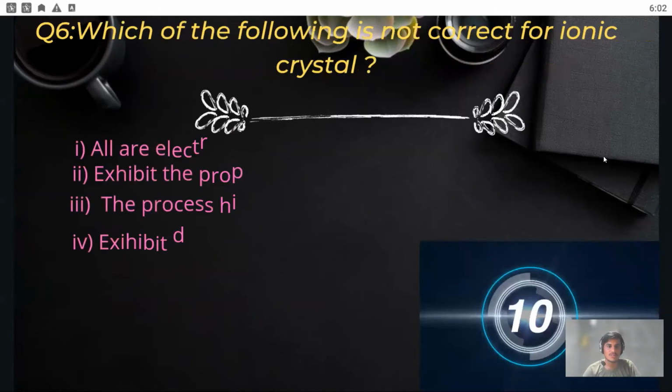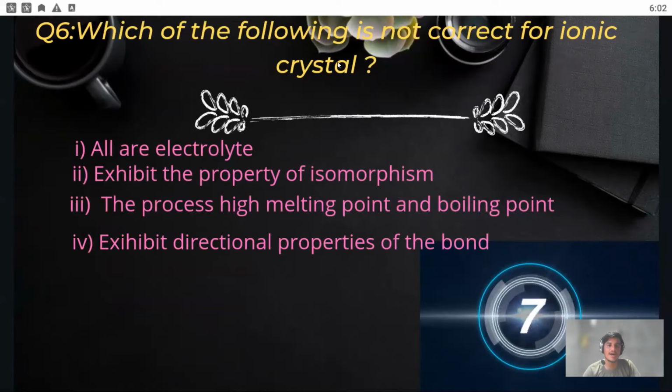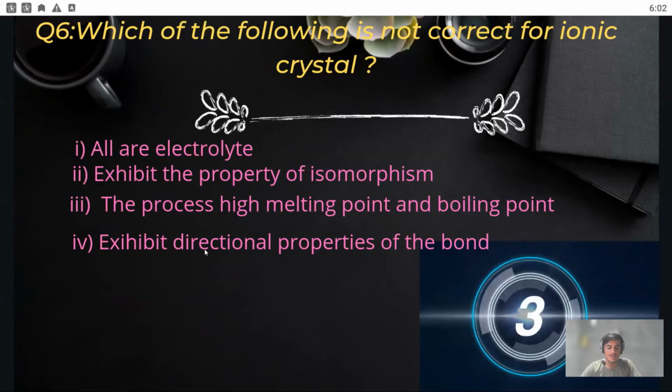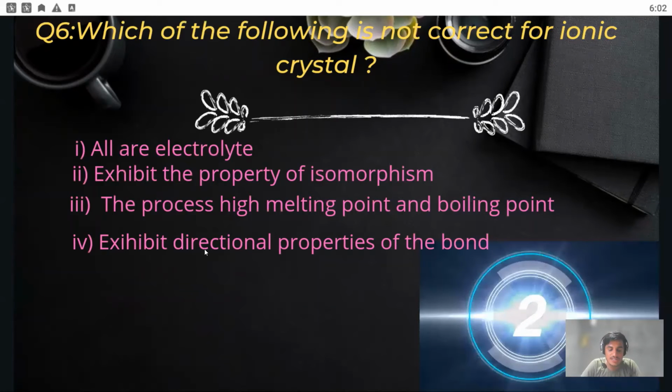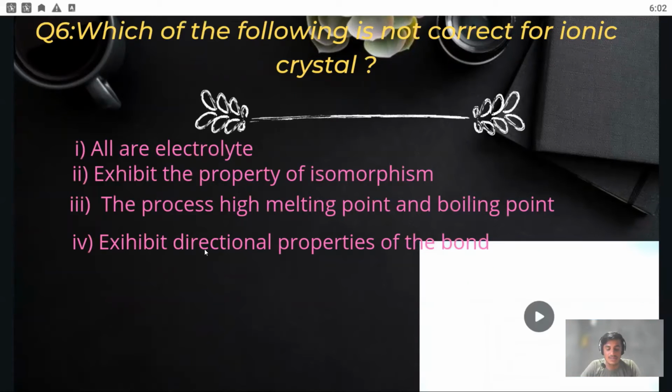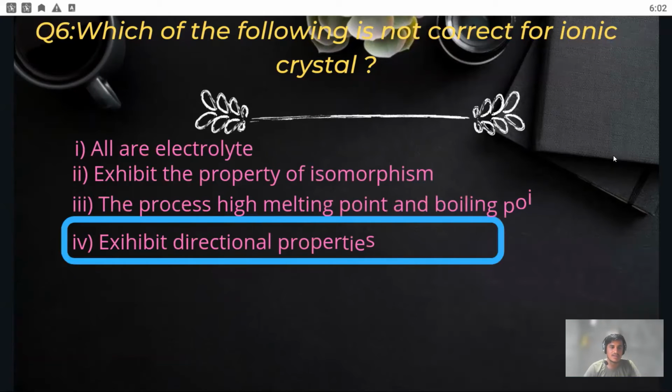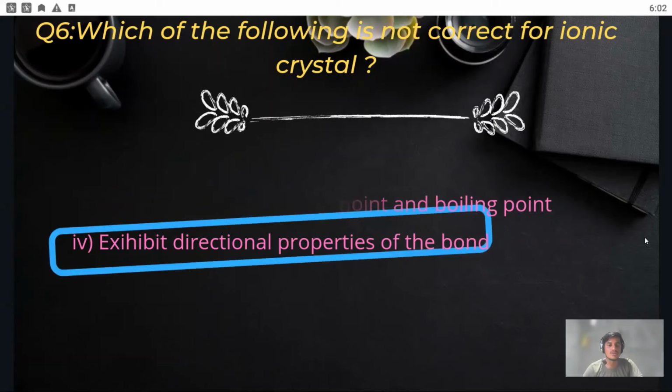Next question, question number 6. Which of the following is not correct for an ionic crystal? The others are correct, but you can say that ionic bonding is non-directional because an ion has the same attraction from all directions for an ion of opposite charge. So we can say that option number 4 is the correct answer of this question. The next question, question number 7.